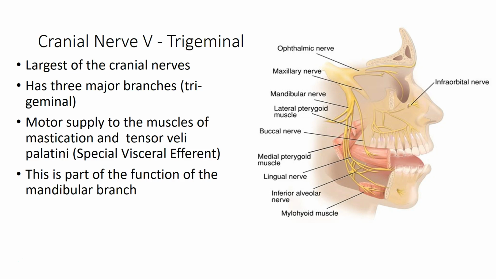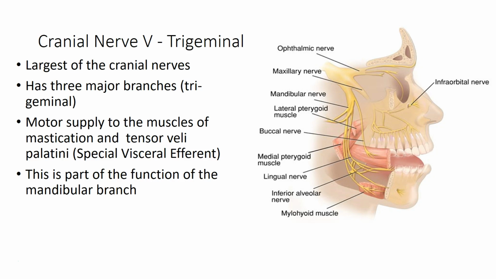Getting back to the sequence of cranial nerves, we skipped over 5, the trigeminal nerve. This is our first super important cranial nerve from the perspective of speech. It's a big cranial nerve. It has 3 different branches in it. That's why it's called the trigeminal, because of those 3 branches.